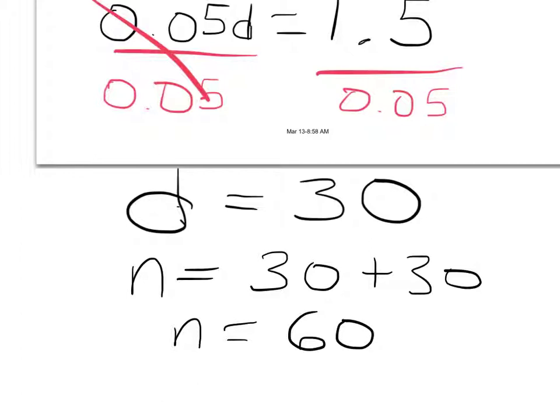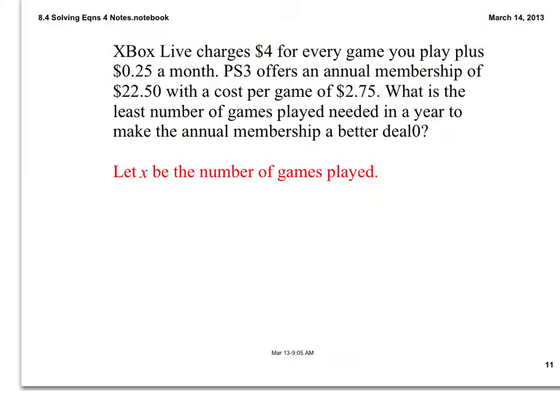And as a final check, you can make sure they are worth the same amount. 30 dimes is $3. 60 nickels is $3. So you've answered this correctly.